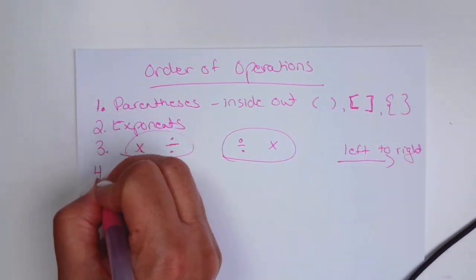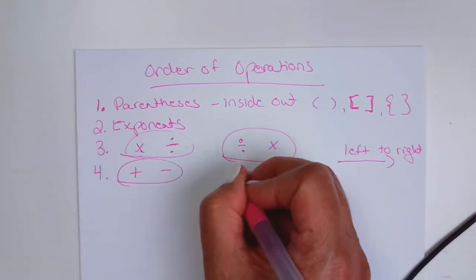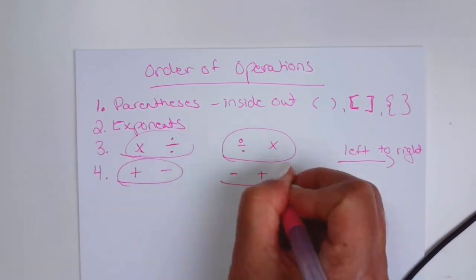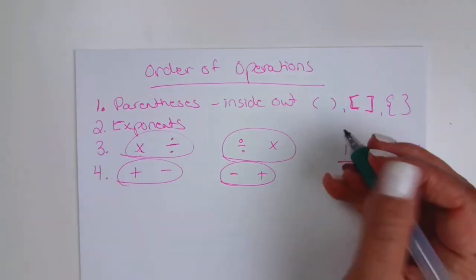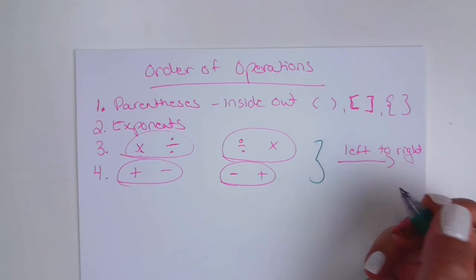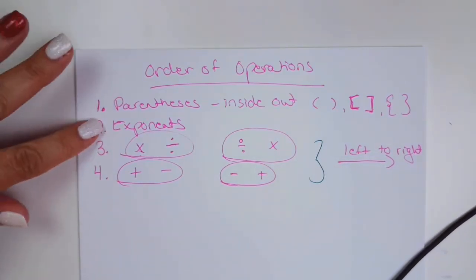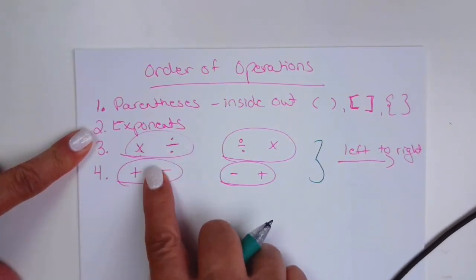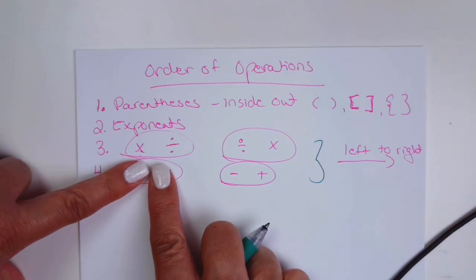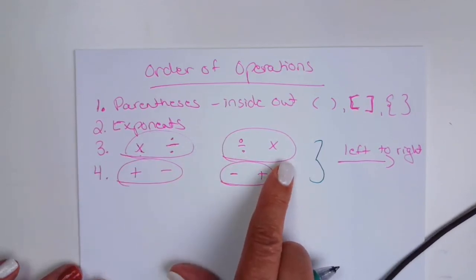And number 4 is going to be addition and subtraction. The same thing with them. We might have a subtraction first, and that's what we're going to do first. So both of these we do from left to right. And of course, basically the same thing with the exponents and parentheses. Everything goes from left to right. But with these ones, you need to be careful that if you have a division first, you're going to do the division before you do the multiplication.